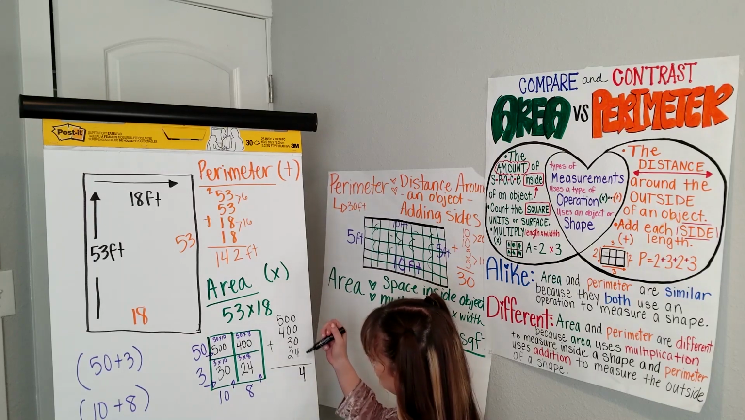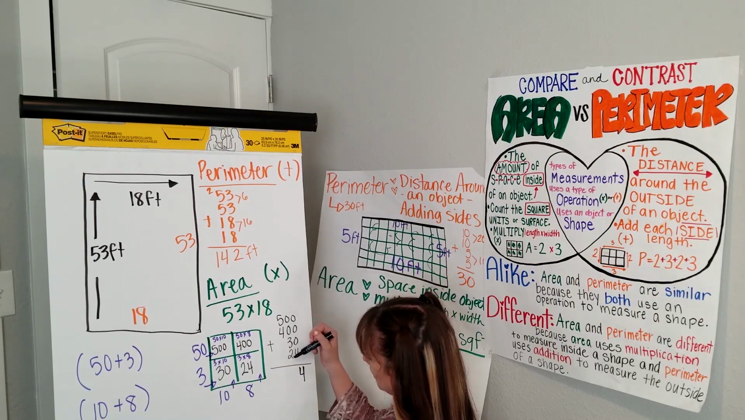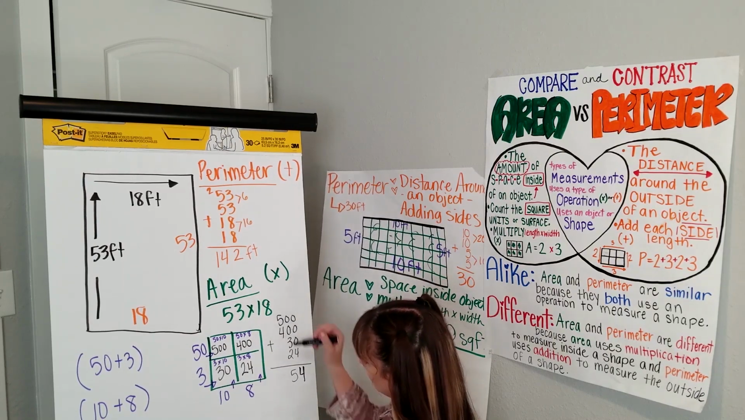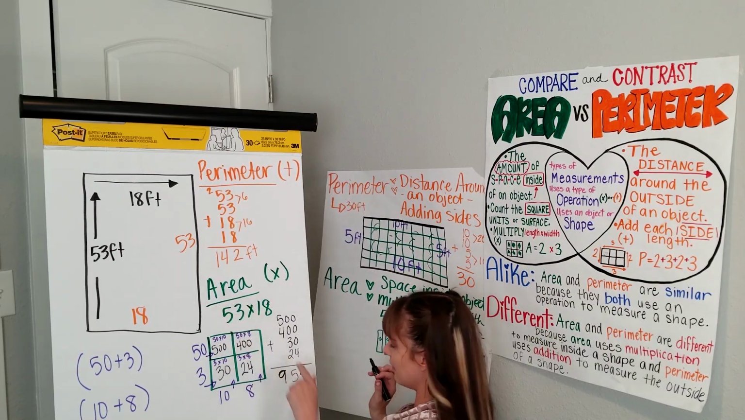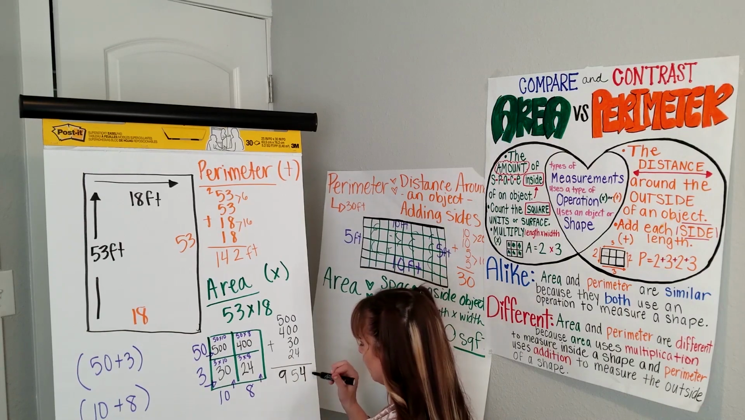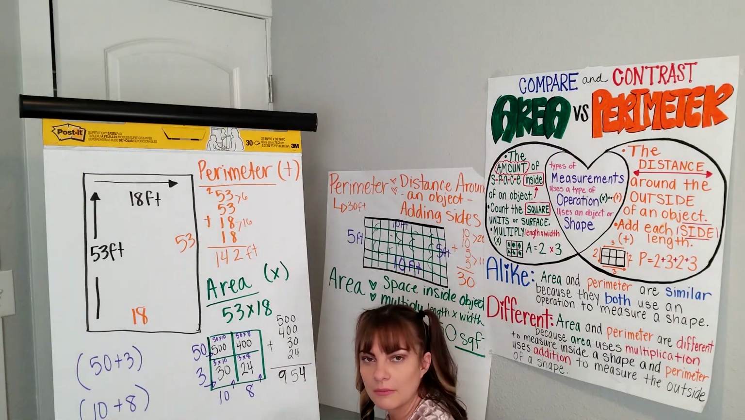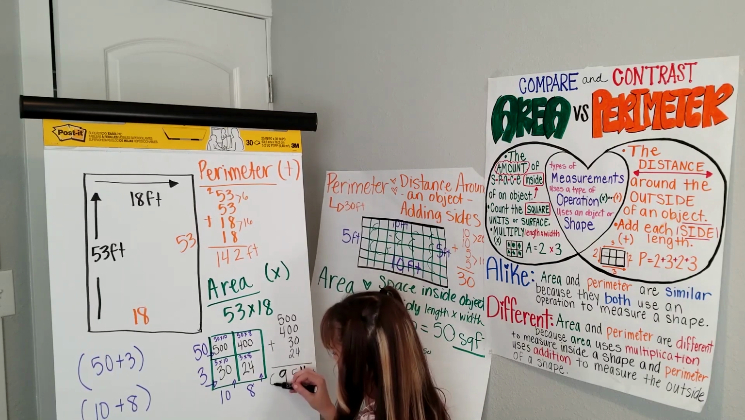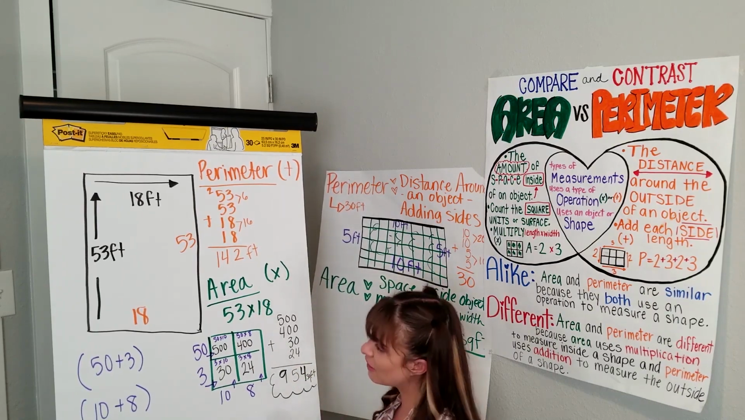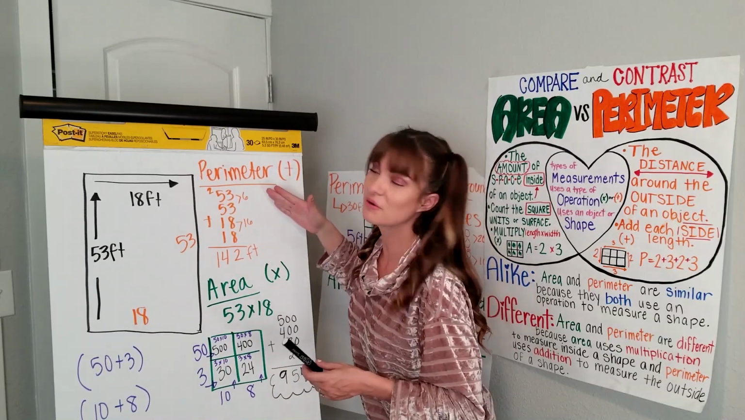We have 0, 0, 0, 4 is 4. 0, 0, 3 and 2 is 5. 5 and 4 is 9. Oh my goodness. Our area is 954. Do you remember what we label it? Square feet. And that's how I solved for the area and perimeter of my backyard.